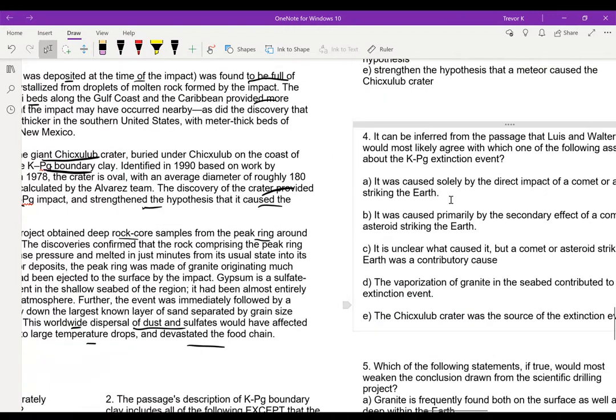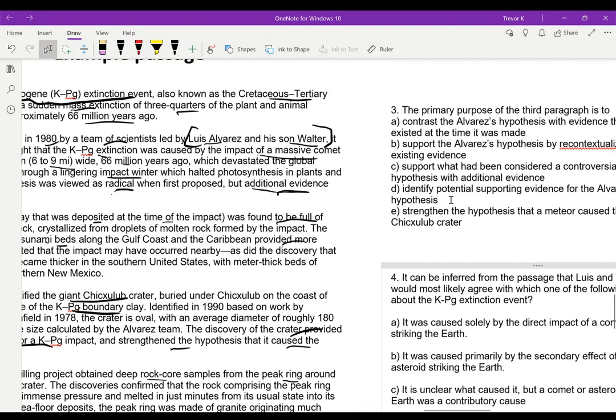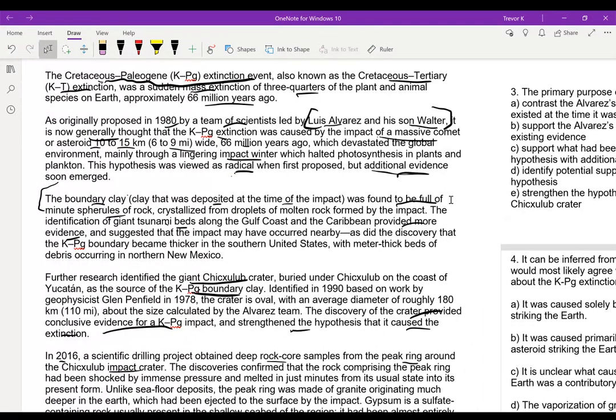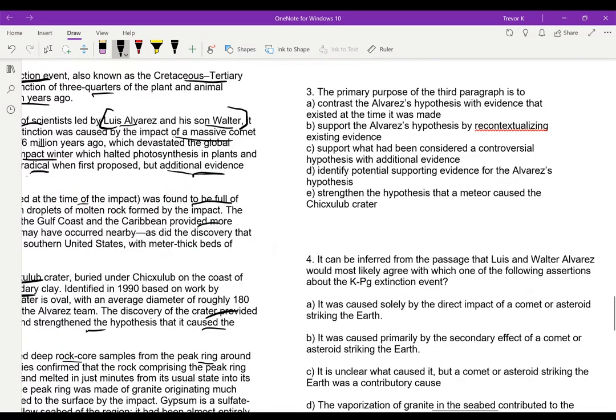All right. Number 3. The primary purpose of the third paragraph is to. All right, where do we get primary purpose of the third paragraph? All right, so it's this. And as we talked about, that was like evidence that the hypothesis was right, because we led into it with this last sentence, which is why we talk about our last sentence, right? It's radical when first proposed, but additional evidence soon emerged. So yeah, this is evidence for the Alvarez hypothesis.